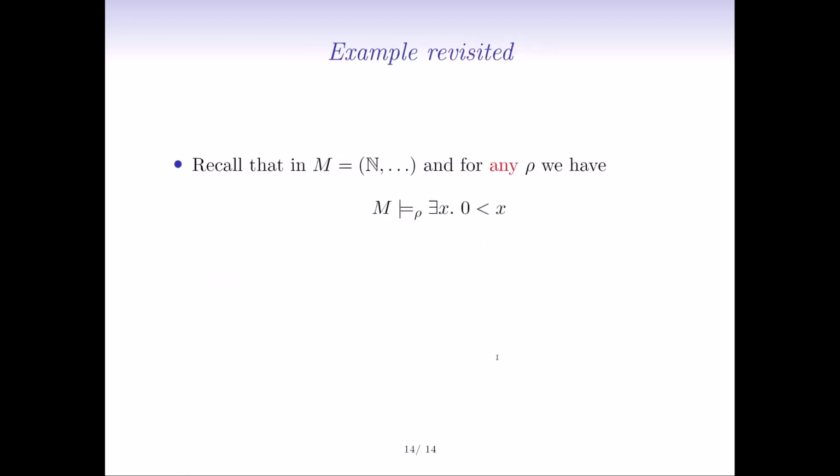So just to return to our example, we saw that this formula is true, and actually I didn't have to assume anything at all about the valuation rho for this formula to be satisfied by M and rho. And that shouldn't surprise you because this formula has no free variables. So in some sense, of course, it doesn't matter how we interpret the variables. But we saw that for any rho, for our particular interpretation of less than and 0, the formula exists x such that 0 less than x becomes true.